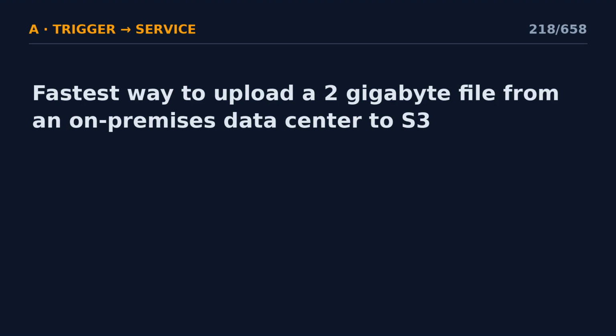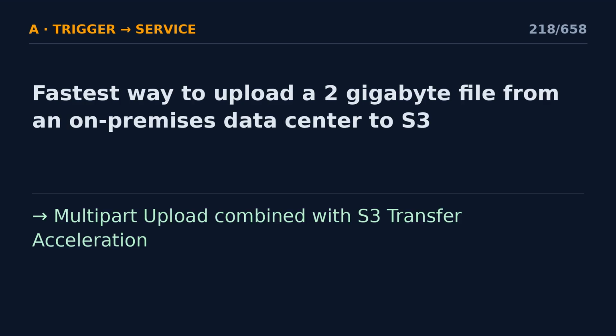Fastest way to upload a 2 GB file from an on-premises data center to S3. Answer: multi-part upload combined with S3 transfer acceleration.